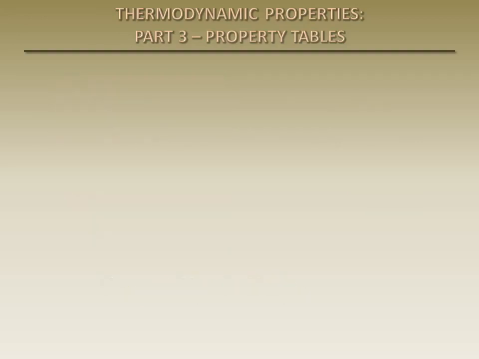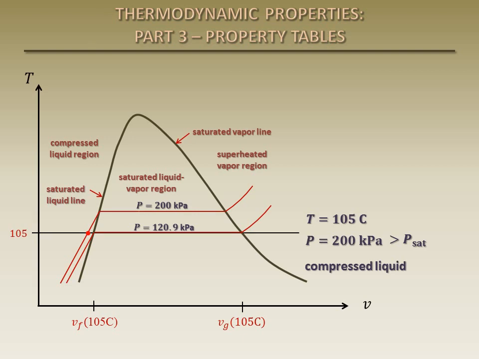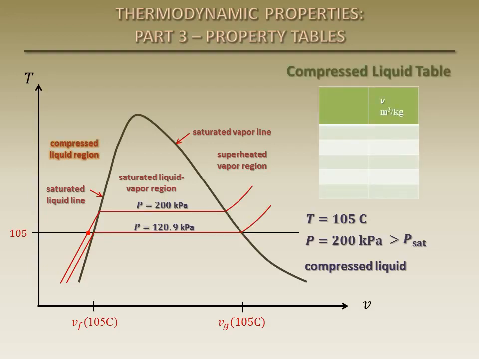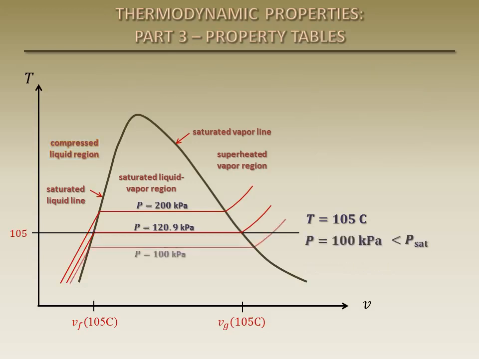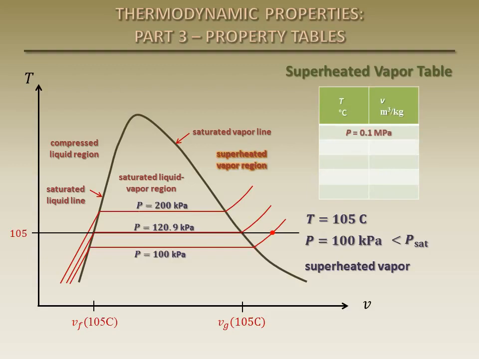Now let's go back to our original example where we concluded that water at the given state was a compressed liquid. The properties of compressed liquids can be found in the compressed liquid tables, where they are given at discrete temperature and pressure values. In the absence of appropriate compressed liquid data, a general approximation is to treat the compressed liquid as a saturated liquid at the given temperature. Properties of superheated vapors can be found in the superheated vapor tables, where they are given at discrete temperature and pressure values.